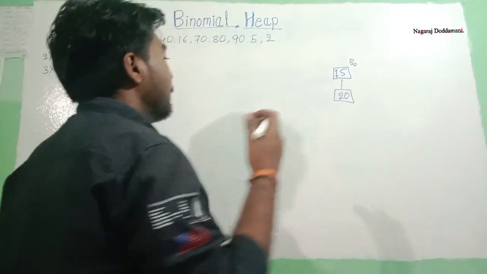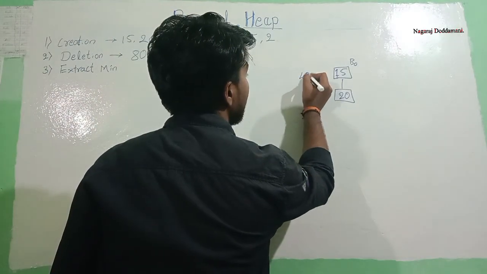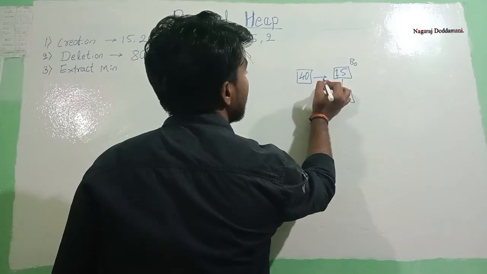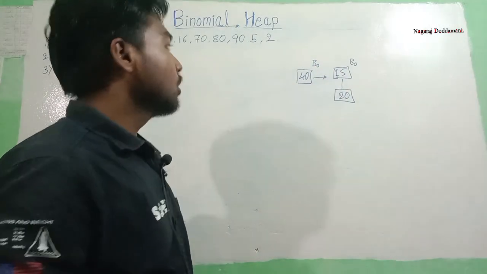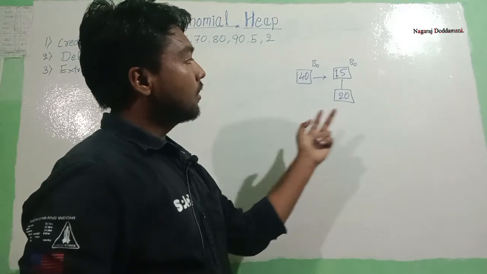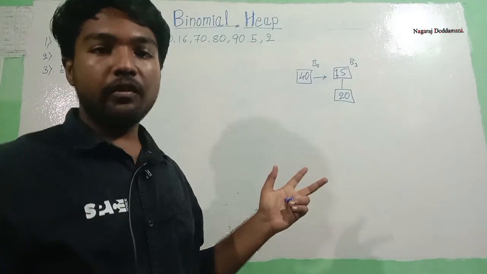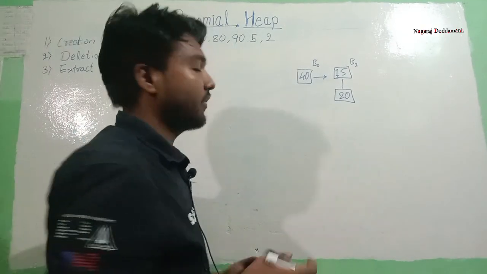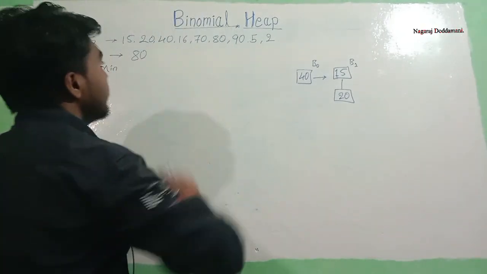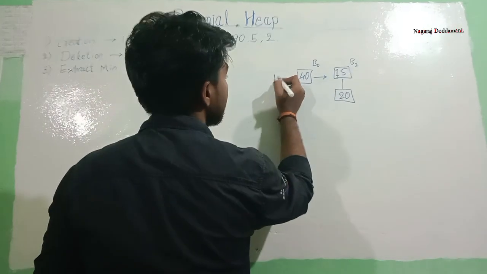which means the parent node must have a smaller value than its child node. Okay, so next 40, we need to create a node and insert it. After that we need to calculate the order. Here we have a different order, so we cannot merge them into a single tree. So again we need to insert 16. Inserting 16 is easy.